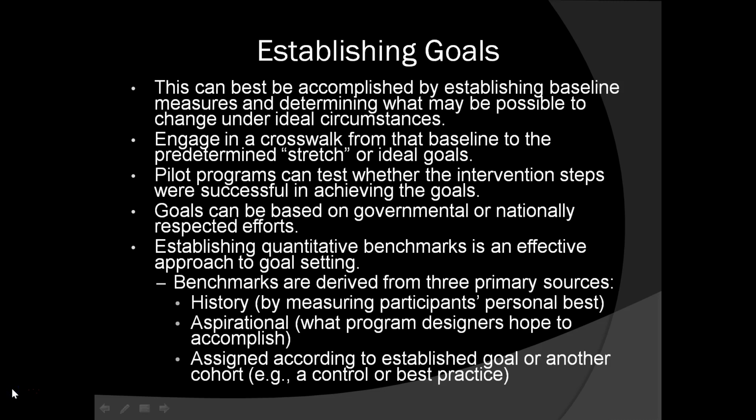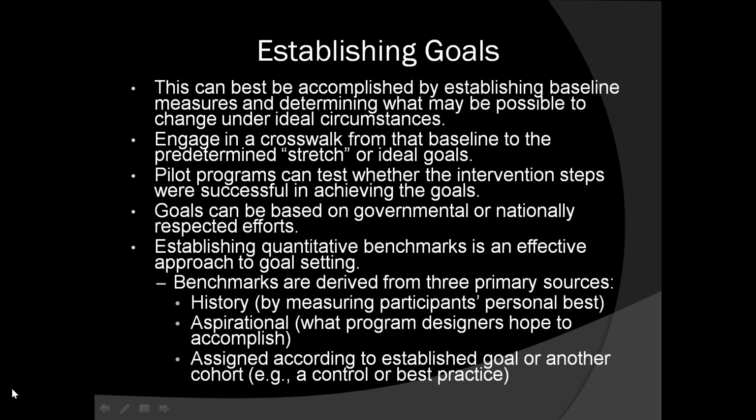So establishing goals can best be accomplished by establishing baseline measures and determining what may be possible to change under ideal circumstances. Also, engage in a crosswalk from the baseline to the predetermined stretch or ideal goals. Pilot programs can test whether the intervention steps were successful in achieving the goals. Goals can be based on governmental or nationally respected efforts. Establishing quantitative benchmarks is an effective approach to goal setting.